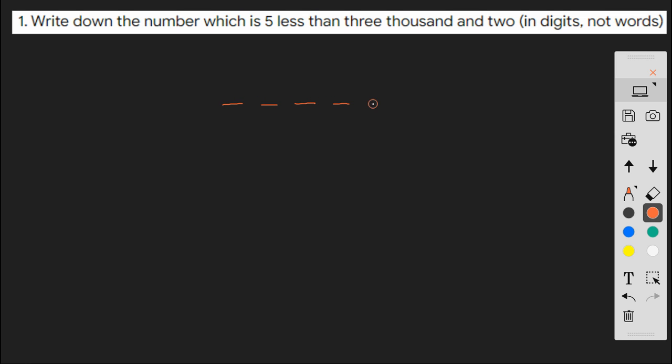Question about place value. We're told that we've got this number 3002. So we've got a 2 in the ones column and we have a 3 in the thousands column. So we need to fill in zeros in between, and we want 5 less than. So we're going to take away 5.